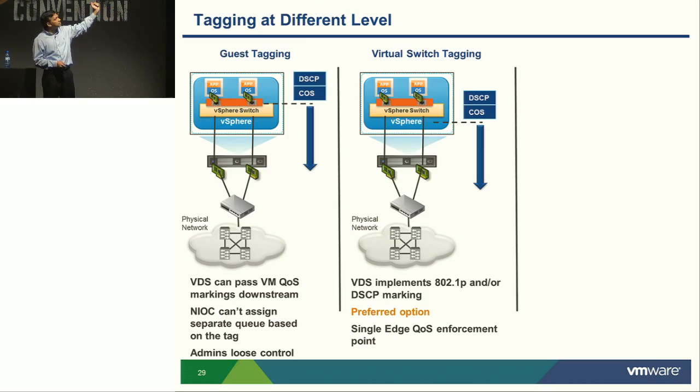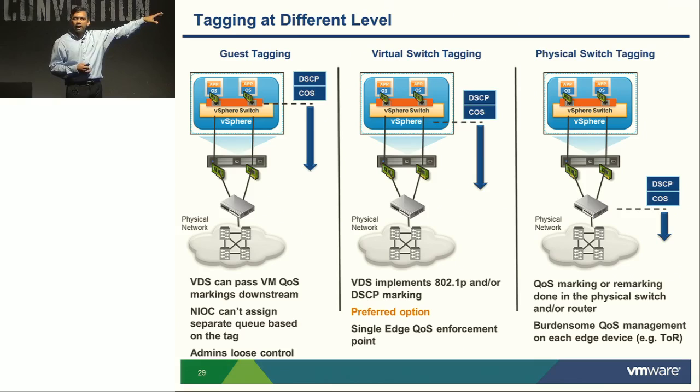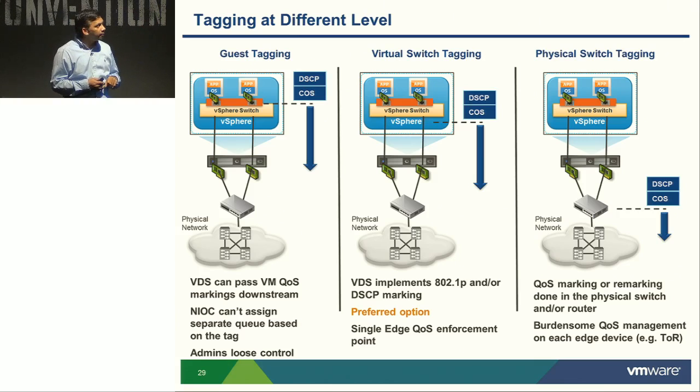The second approach, which is much more recommended, is where administrators have control over this tagging capability, where all the tagging decision is done at the virtual switch level. So in this case, this is the preferred option. You have a single place where you can do the tagging, because you know which traffic you want to prioritize, and you make sure that you do that at the distributed switch level. There is a third option for the network folks who have been doing this, where they have been doing tagging at the physical switch level, where they can start tagging at the access layer switch there.